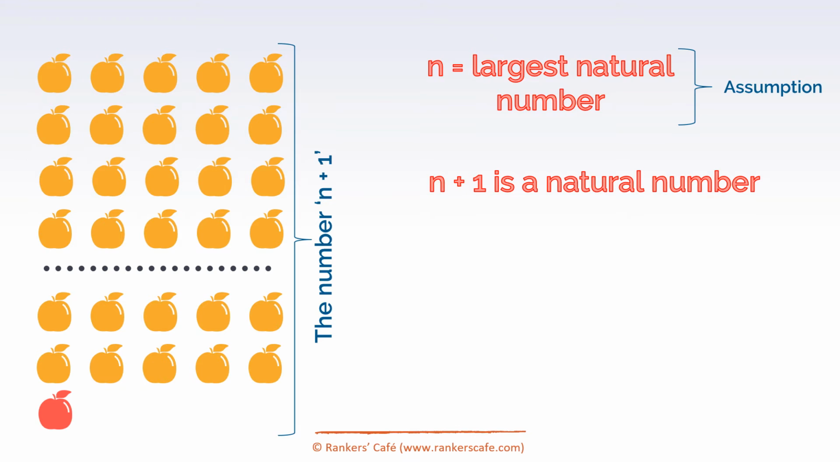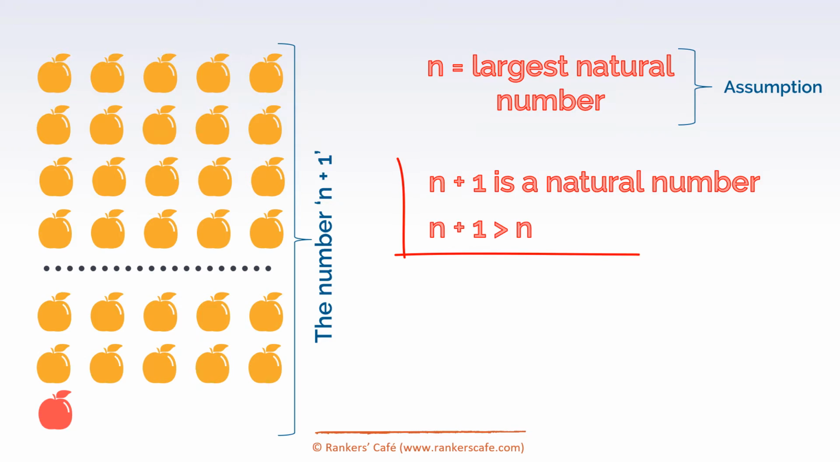So now let me ask you a question. Is n plus 1 greater than n, or is n plus 1 smaller than n? Well, it is a no-brainer. N plus 1 is obviously greater than n. And why is that? Well, the natural number n is represented by n apples. If we add one more apple to the collection, obviously the collection becomes larger.